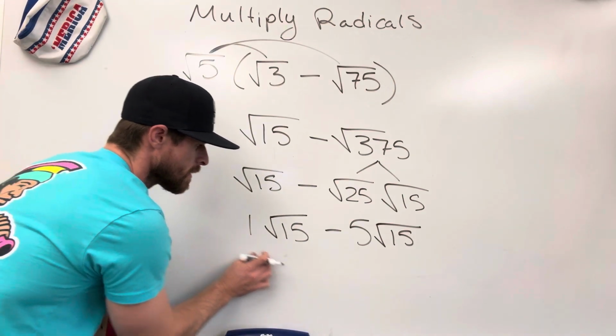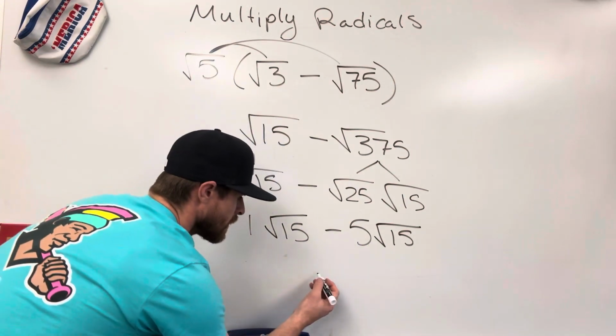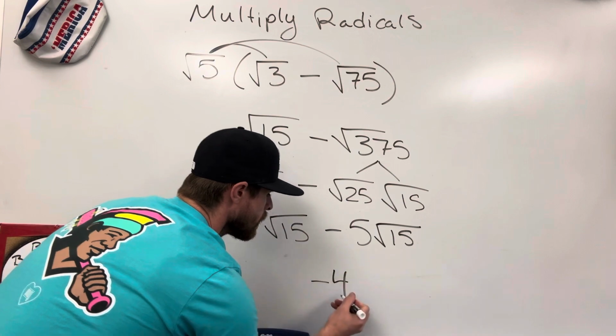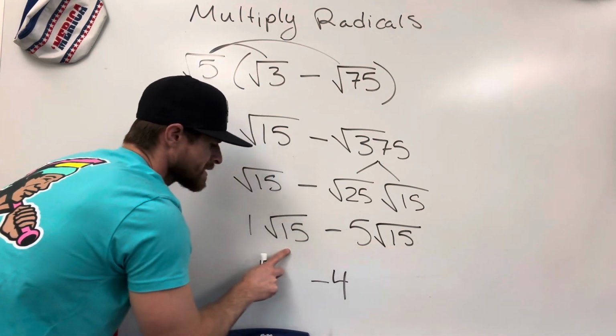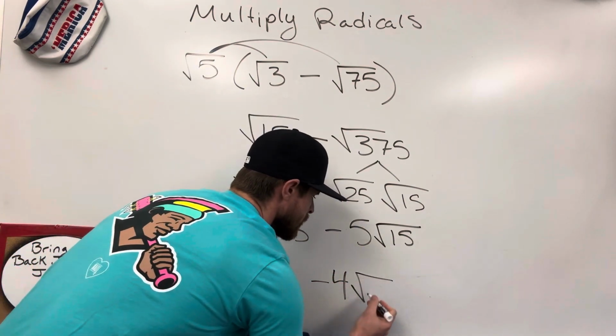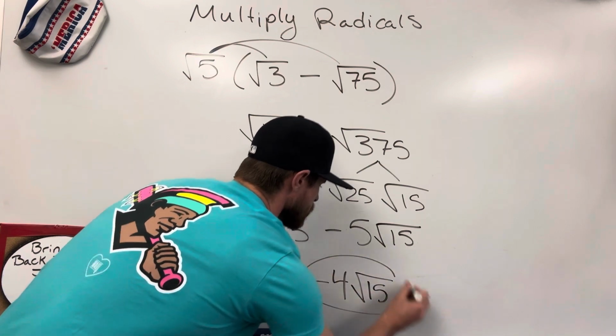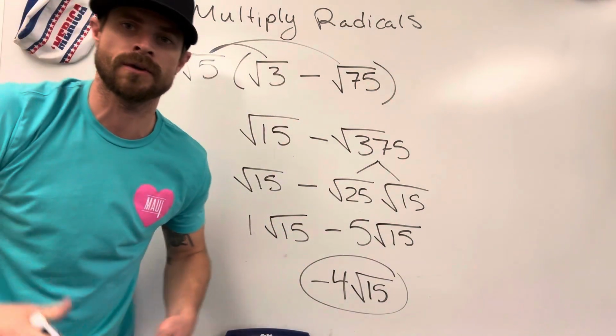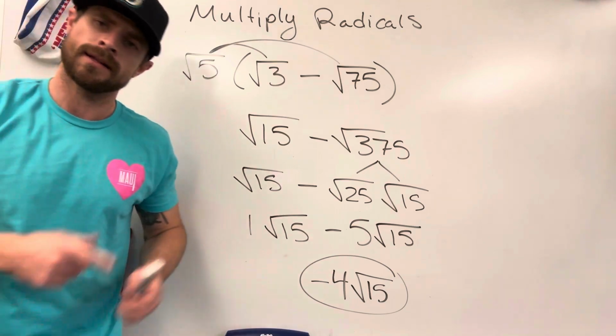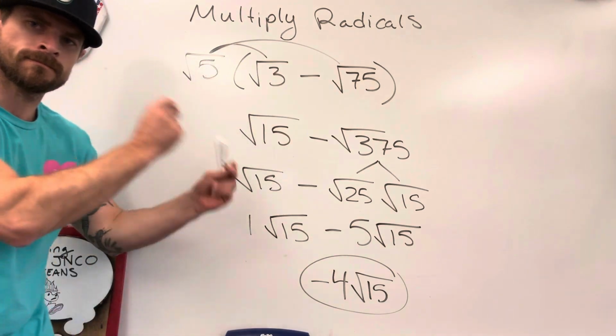So what would 1 minus 5 leave me with? That would be a negative 4, but because these were the same, we need to have that attached right there like that. So negative 4 root 15 would be your final answer for this problem here. Let's go and take a peek at a different one.